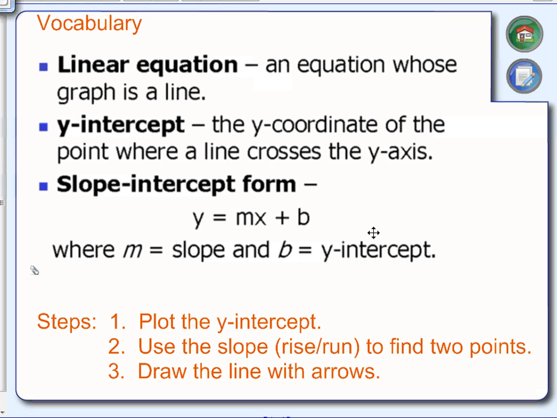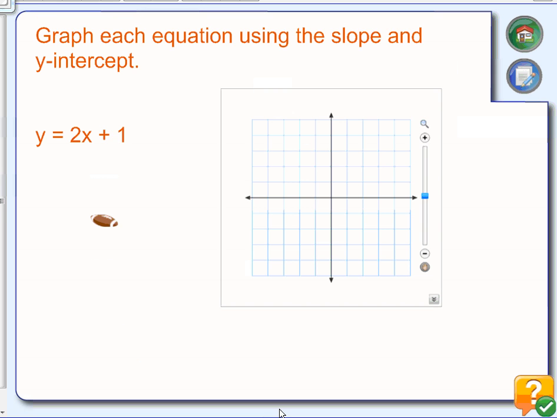Okay, so there are 3 steps actually when you are talking about graphing a line, and these 3 steps are, and in this order. Okay, you need to plot the y-intercept first. Then from the y-intercept, you need to use slope to plot at least 2 points, if not 3 or 4. Okay, and then draw the line with arrows. All right, so let's look at how we do that with this problem.